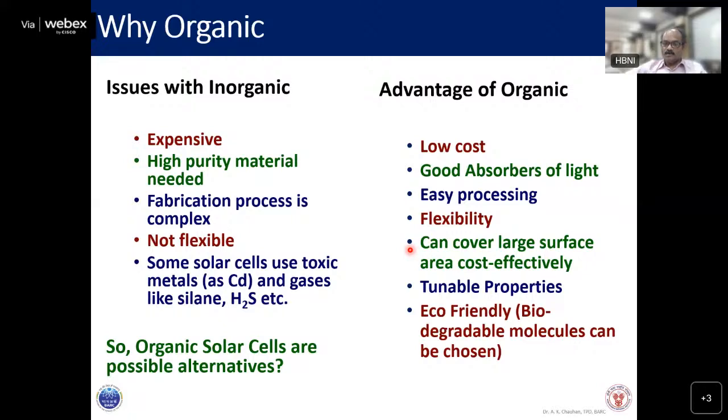Then there are tunable properties. The materials can be easily tuned, where all these chemicals or organic molecules which are used as semiconductors, by a small alteration in some of the bonds or a small chemical reaction, have their electronic properties changed. Then eco-friendly also, if biodegradable molecules are chosen.